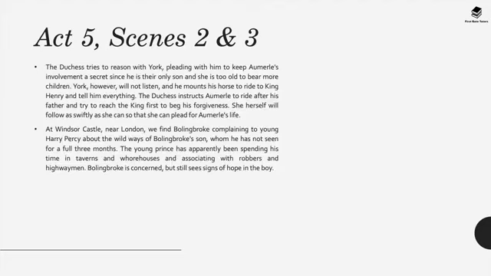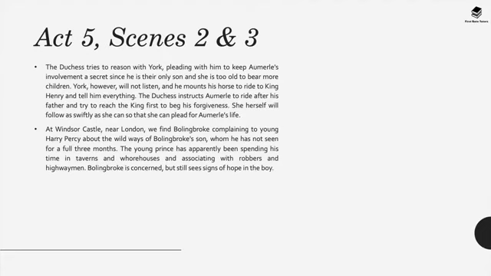The Duchess tries to reason with York, pleading with him to keep O'Malley's involvement a secret, since he is their only son and she is too old to bear more children. York, however, will not listen, and he mounts his horse to ride to King Henry and tell him everything. The Duchess instructs O'Malley to ride after his father and try to reach the king first to beg his forgiveness. She herself will follow as swiftly as she can, so that she can plead for O'Malley's life.